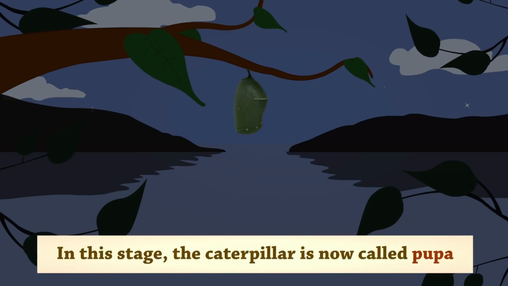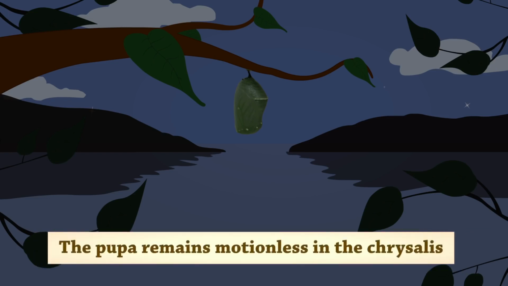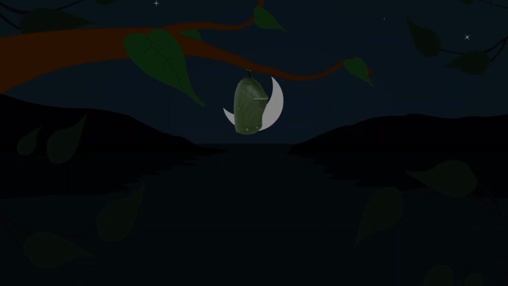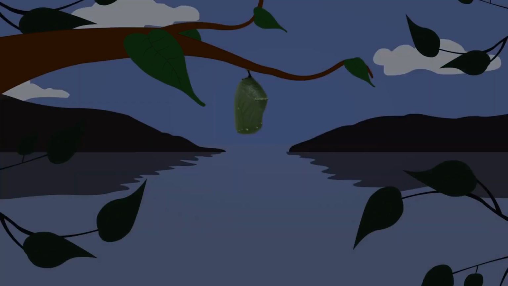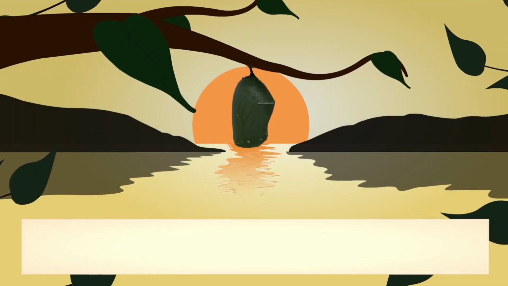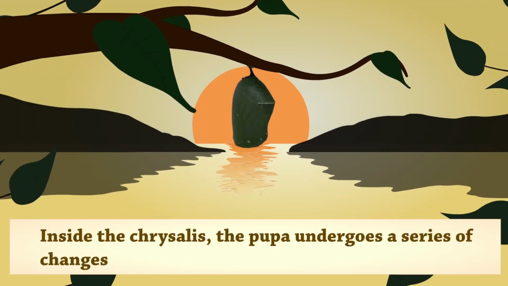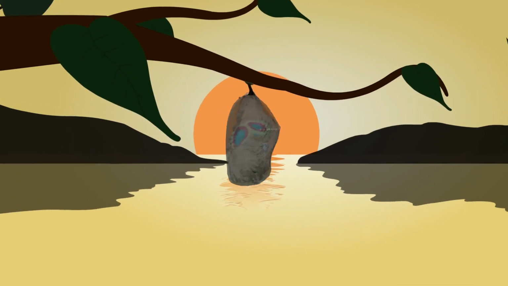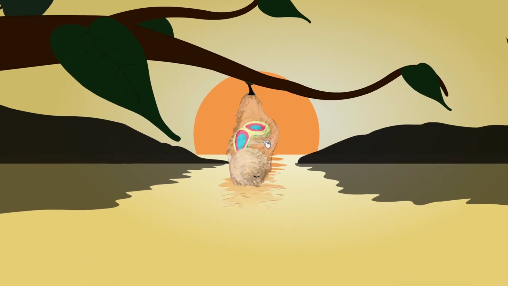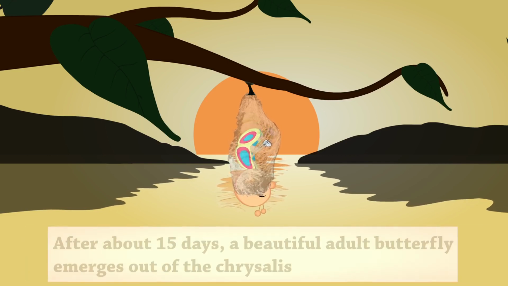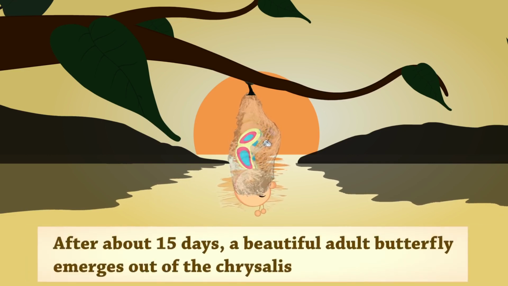In this stage, the caterpillar is now called pupa. The pupa remains motionless in the chrysalis. Inside the chrysalis, the pupa undergoes a series of changes. After about 15 days, a beautiful adult butterfly emerges out of the chrysalis.